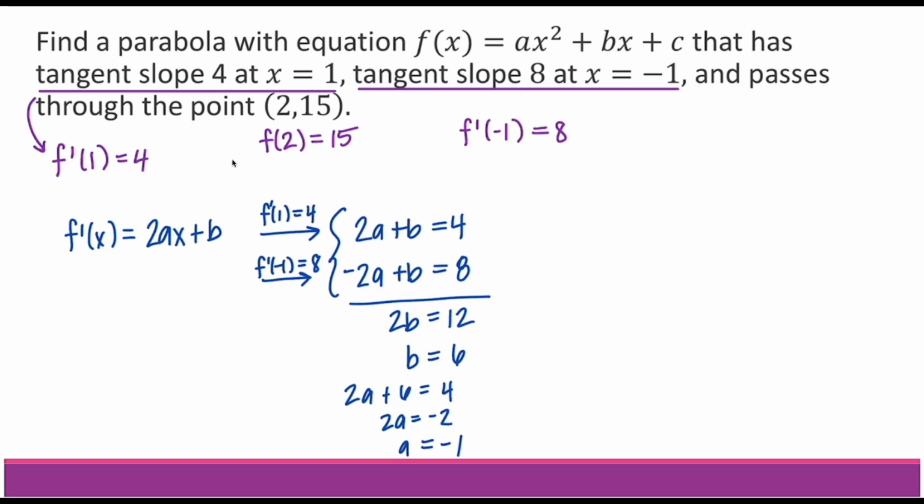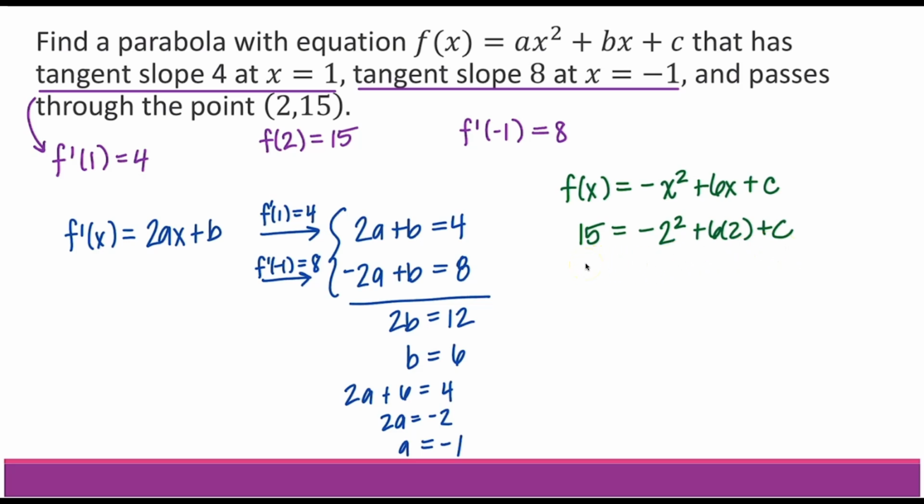Well, let's plug in what we know for f of x. f of x is -x squared plus 6x, and we still need to find that value of c. Well, when I substitute 2 into x in this equation, that must output 15. So let's use that to solve for c. So 15 is going to be the output when I substitute in 2 for x. So now all that's left is to solve for this value of c.